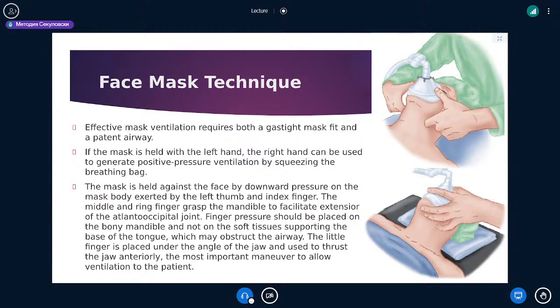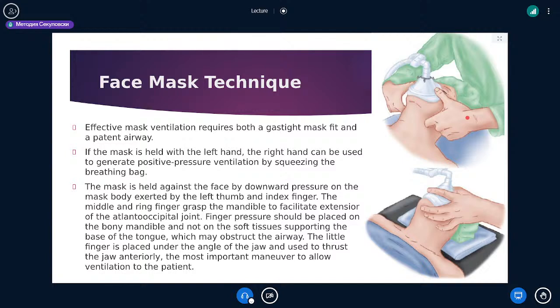effective mask ventilation requires both a good mask fit and a patent airway. If the mask is held with the left hand, the right hand can be used to generate positive pressure ventilation by squeezing the breathing bag. The mask is held against the face by downward pressure on the mask body exerted by the left thumb and index finger. The middle and ring fingers grab the mandible to facilitate extension of the atlanto-occipital joint. Finger pressure should be placed on the bony mandible and not on the soft tissue supporting the base of the tongue, which may obstruct the airway.